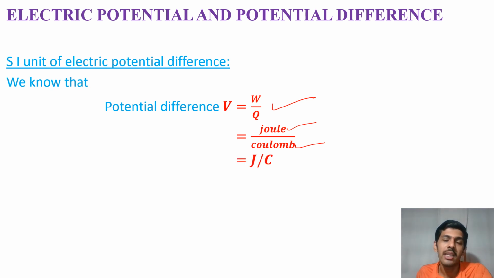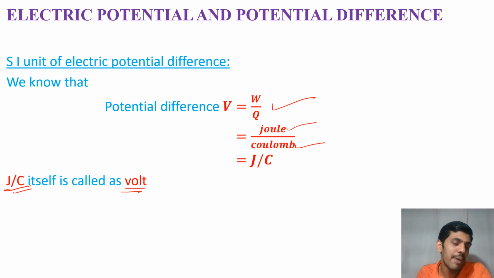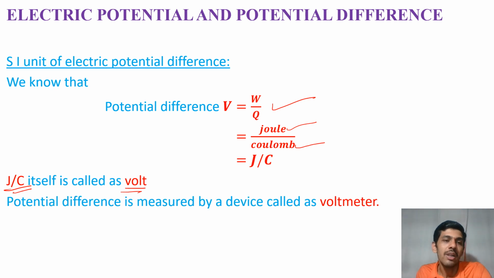So then, therefore, I can also write it as joules per coulomb. That is, potential difference V is equal to joules per coulomb. Joules per coulomb itself is called 1 volt. Remember, don't get confused. Joules per coulomb itself is called 1 volt. So that is potential difference.